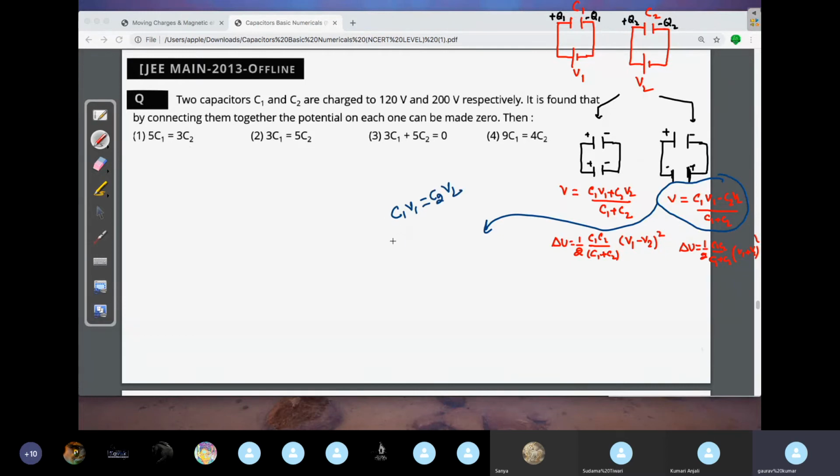It was easy, there was nothing in this. C1 into 120 equals C2 into 200. So the zeros cancel. This will be 6, this will be 10, this will be 5, this will be 3. So 3 times C1 equals 5 times C2. Over. Question is over. You want to take the screenshot?